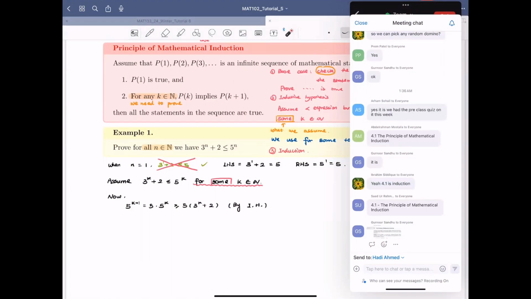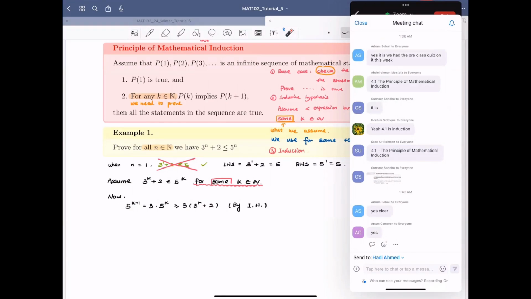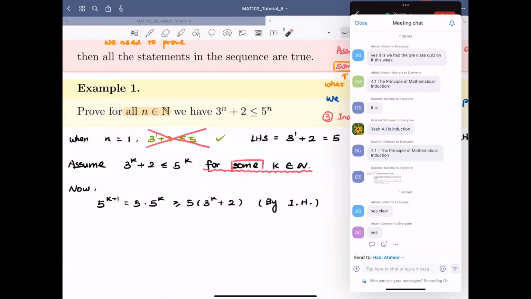All I did is multiply both sides of the inequality by 5, and I have this inequality. It is clear, guys. Yes, okay, nice. So now we can deal with this. And keep remembering, this is what I want to prove. Eventually I want to reach here. You can even write it down. Eventually I want to reach 3 to the power of k plus 1 plus 2. This is my main goal.